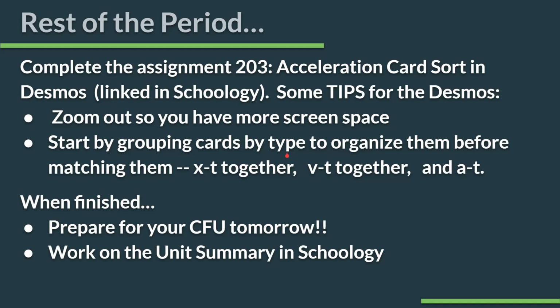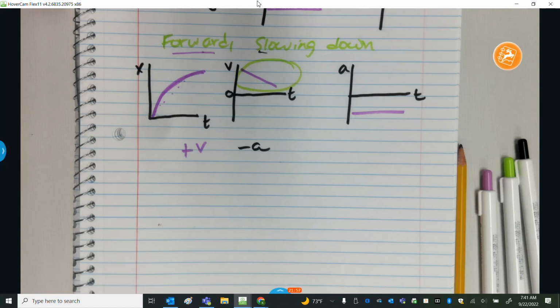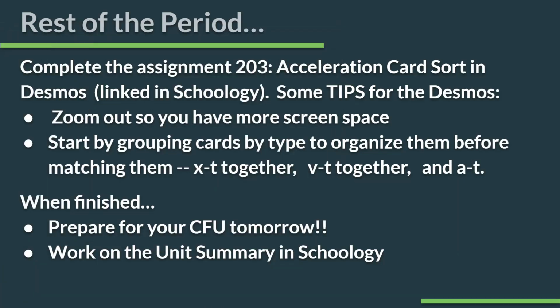So prepare for that CFU tomorrow, work on the unit summary, but first go ahead and do the card sort, 203 acceleration card sort in Desmos. If you have questions as you're working, please let me know. I'd be happy to come over there and look at it with you. I'd recommend that you work with a neighbor or something as well. You can obviously finish it at home since it's digital.